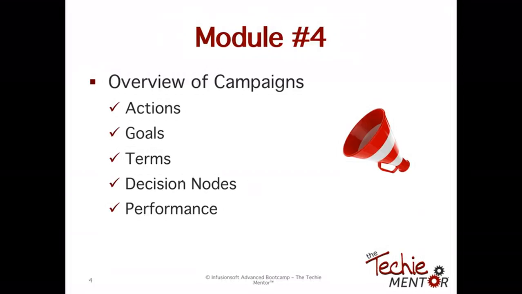Module 4 was all about campaigns. We looked at actions, goals, terms, decision nodes, and performance. Probably the biggest takeaway for campaigns is to have a roadmap, to understand the strategy and the funnel that your clients or yourself are using in order to get the most out of it. If a campaign is not working correctly, you need to look at the goals, because the goals may not be set up correctly or they may not be being met.